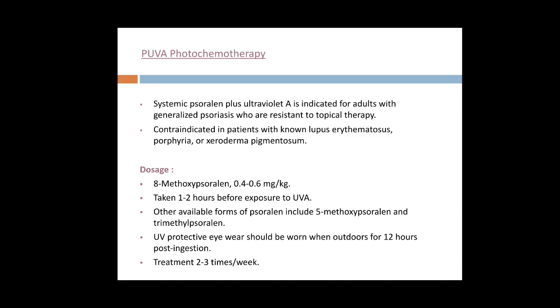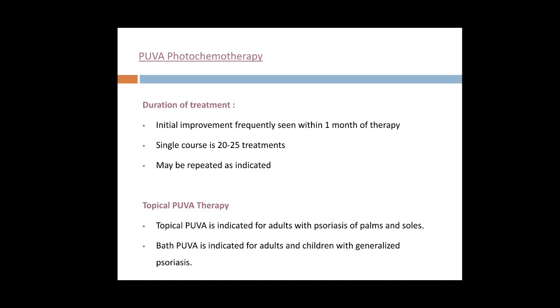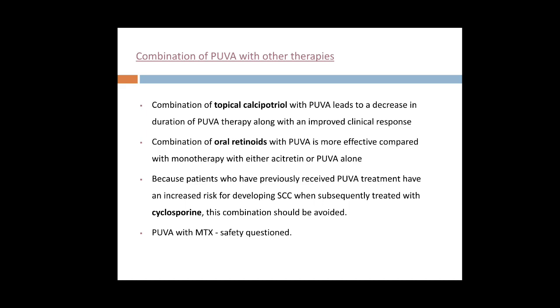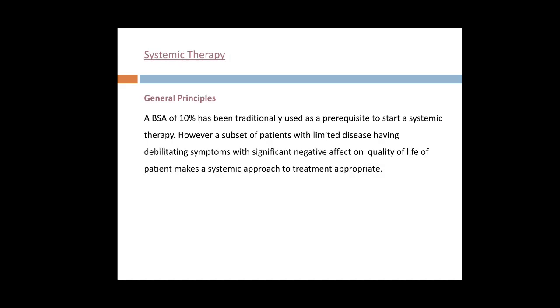But this PUVA type of phototherapy should be used very carefully. We should always ask for a photosensitivity history in the patient, and in conditions like lupus erythematosus, porphyria, and xeroderma pigmentosum, the patient should always be contraindicated. And PUVA can also be used in combination with topical calcipotriol, and oral retinoids can also be used.